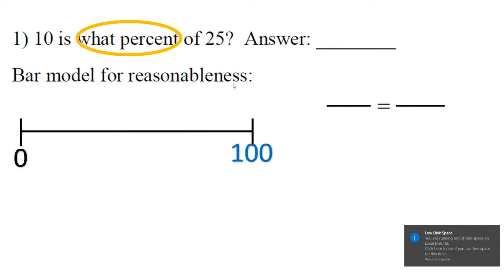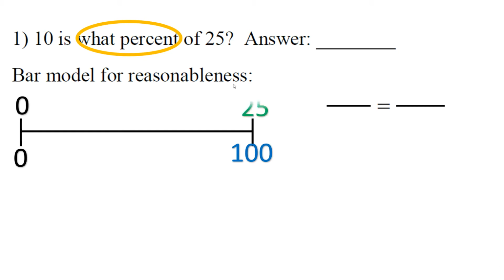For the bar model, we have 0 and 100%, and then we have 0 and the whole amount, which is 25. For reasonableness, we can always compare to 50%. Half of 25 is 12.5. So 10 is less than 50%, because half of 25 is 12.5 and 10 is less than 12.5. So the 10 would go about here. If we solve this, is our answer reasonable? It should be something less than 50, but kind of close to 50, because 10 is close to 12.5.